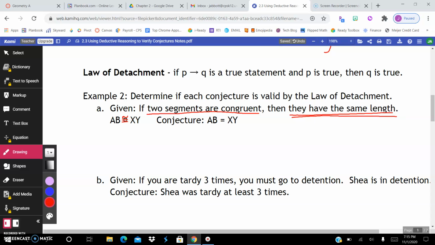So two segments are congruent as our hypothesis, and that is true because that's what it tells us here. AB is congruent to XY. So if the hypothesis is true, then the conjecture is, by the law of detachment, the conjecture is true. So then this is true, that AB equals XY. So the hypothesis is true. Say that this conjecture is valid.